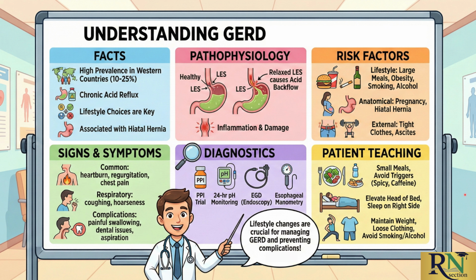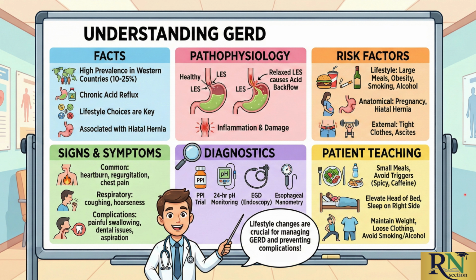Complications: odynophagia, painful swallowing, hemorrhage, dental caries, the cavities, aspiration pneumonia, and water brash, excessive saliva. Malignancy concerns: weight loss, dysphagia, hematemesis, and melena, black tarry stools.